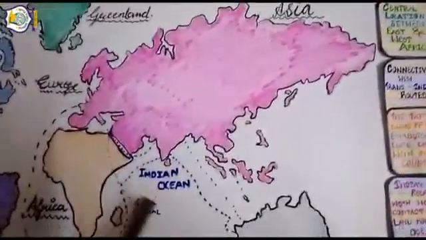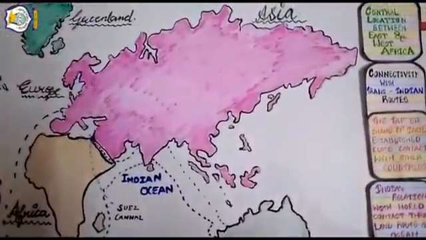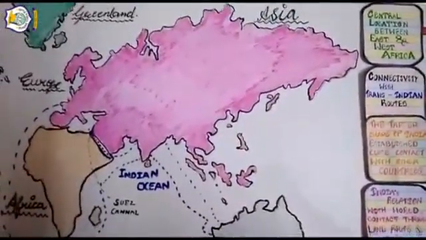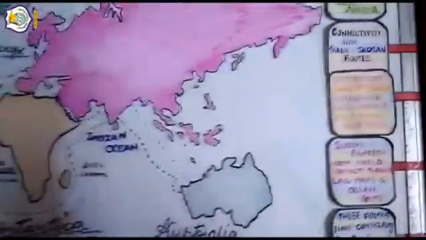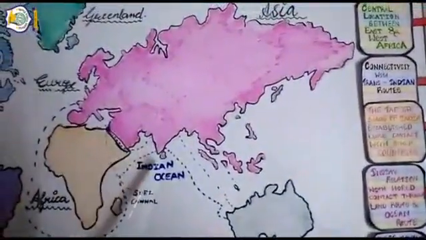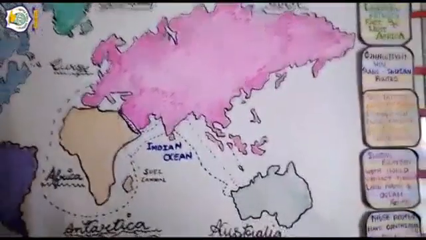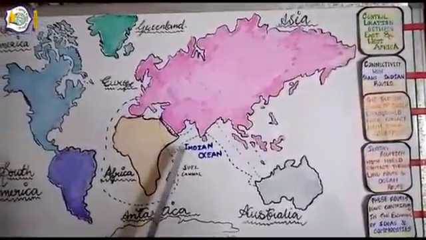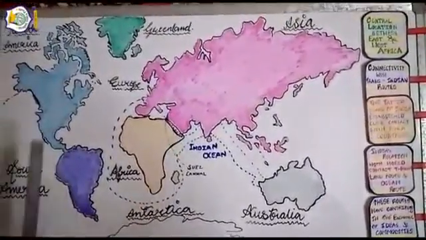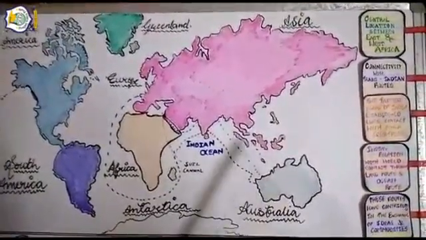This position is very strategic and helps in trade with both the eastern and western countries. Now moving ahead to next fact. Connectivity with trans-Indian routes. As you can see, India has a long coastline. Here it provides easy transport and acts as a trade route with different countries. Here you can see India easily connects with North America, South America, Africa, Australia and East and West Asian countries.